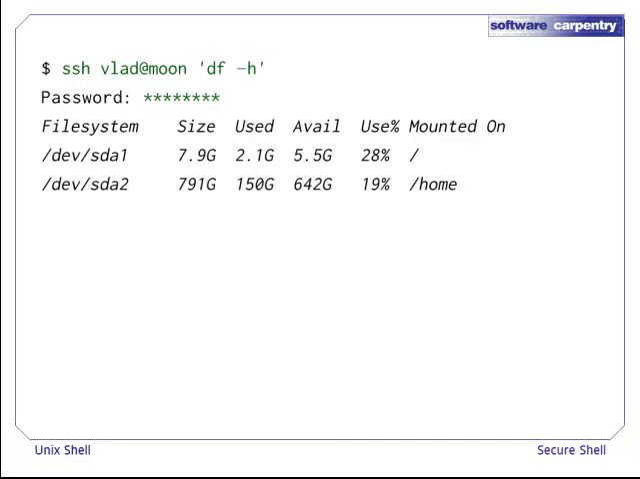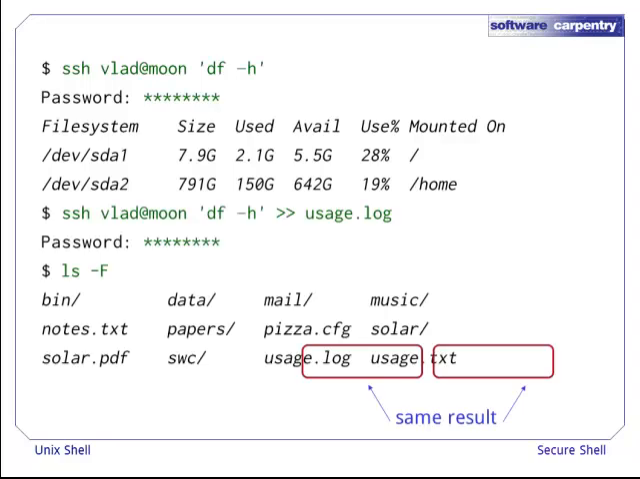The remote command is specified as an argument to the SSH command that follows the username and remote computer information. Now we can save the remote command's output to a file. This simplifies the task considerably and still achieves the same result. We have the remote computer's disk usage statistics saved on our computer.